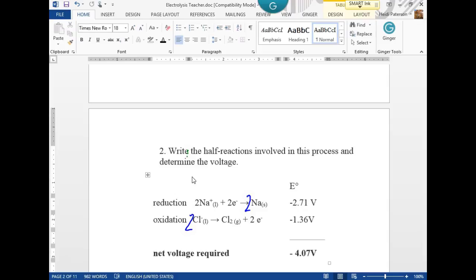Potential voltages for each can be taken from your data booklet table. We're still using the same reduction reaction table as we have for the past 3 or 4 classes. What we should see when we add the 2 half reactions together is that we have an overall negative voltage.